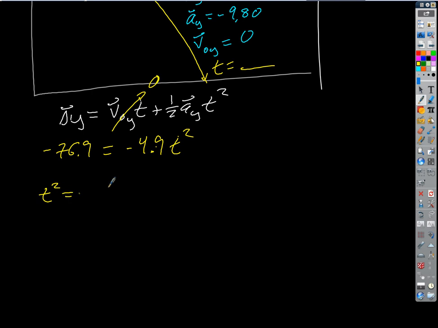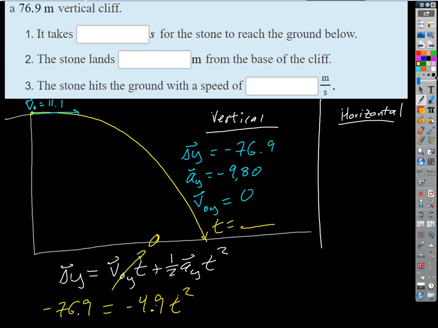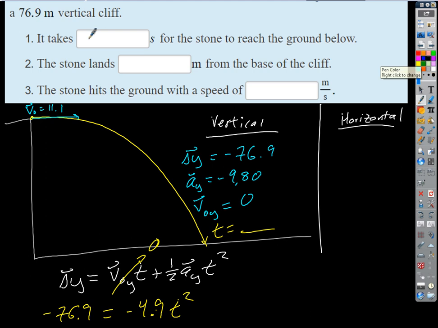So we get t squared equals positive 76.9 over 4.9, right? Square root it, and that's about 3.96 to two places. Okay, so we'll leave that in our calculator though, right? There's a calculator number that rounds to 3.96, so we can fill that in. Seconds. Now, part 2, the stone lands how far from the base of the cliff?